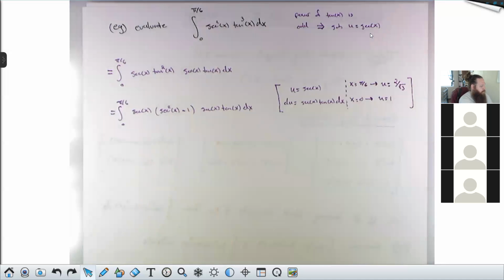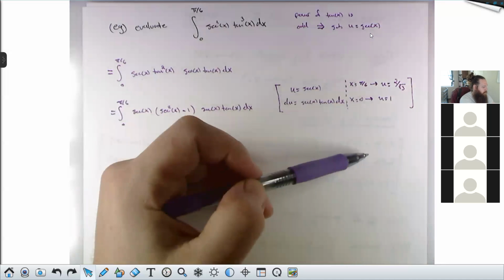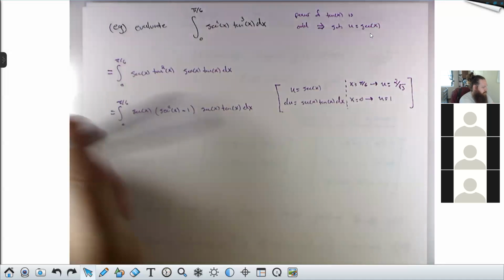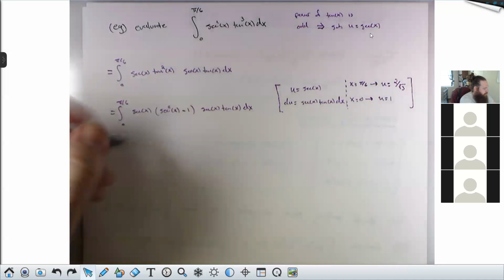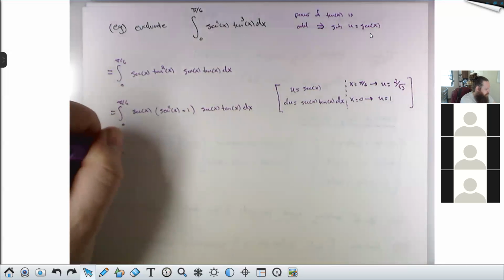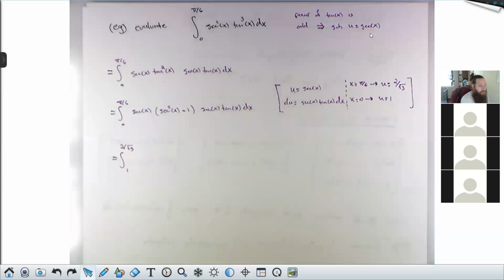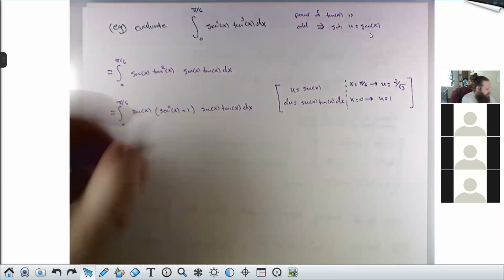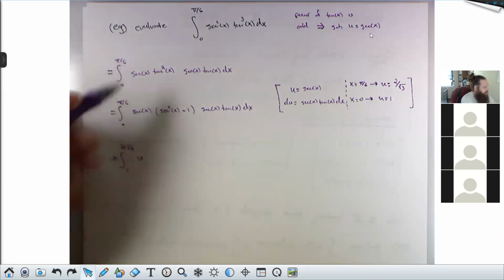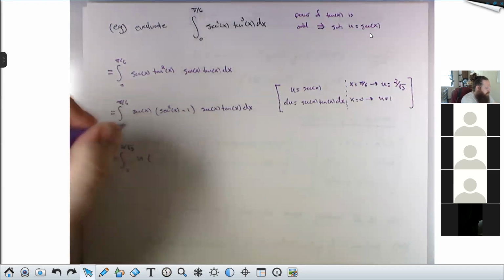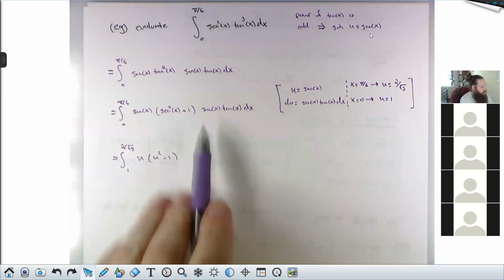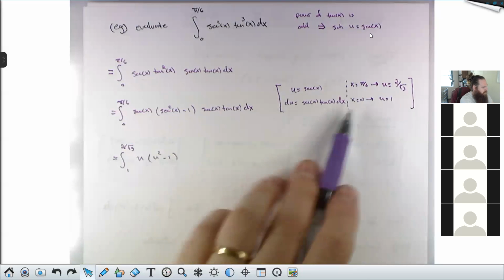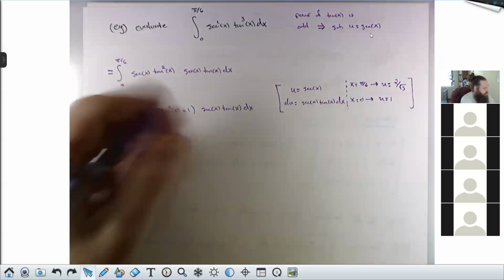All right. So my old integral went from 0 to pi over 6 and was in terms of the variable x. My new integral is going to go from 1 to 2 over root 3. Secant x, well, that's u times secant squared x minus 1, that's u squared minus 1. And secant x tangent x dx, that's du.